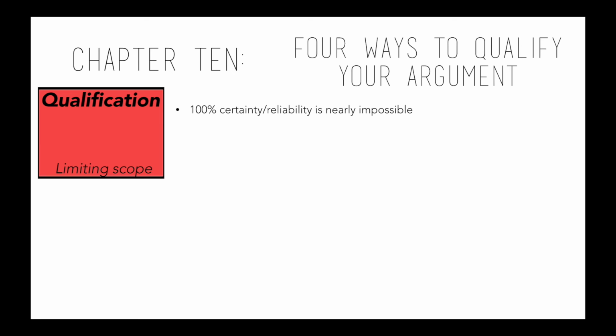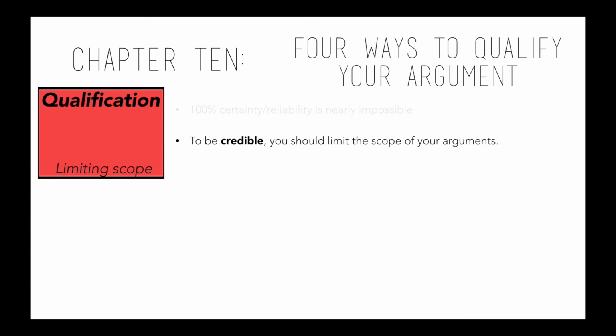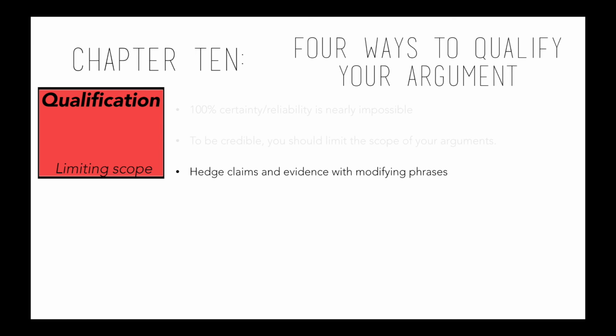Usually, your arguments will not be 100% certain, your evidence 100% reliable, and your claims true 100% of the time. This is nearly impossible. To be credible, you must limit the scope of your arguments. You can do this by using modifying words and phrases that hedge, to make less certain your claims and evidence. Phrases such as one of the most admired, tend to be, may have, and probably give your argument subtlety.